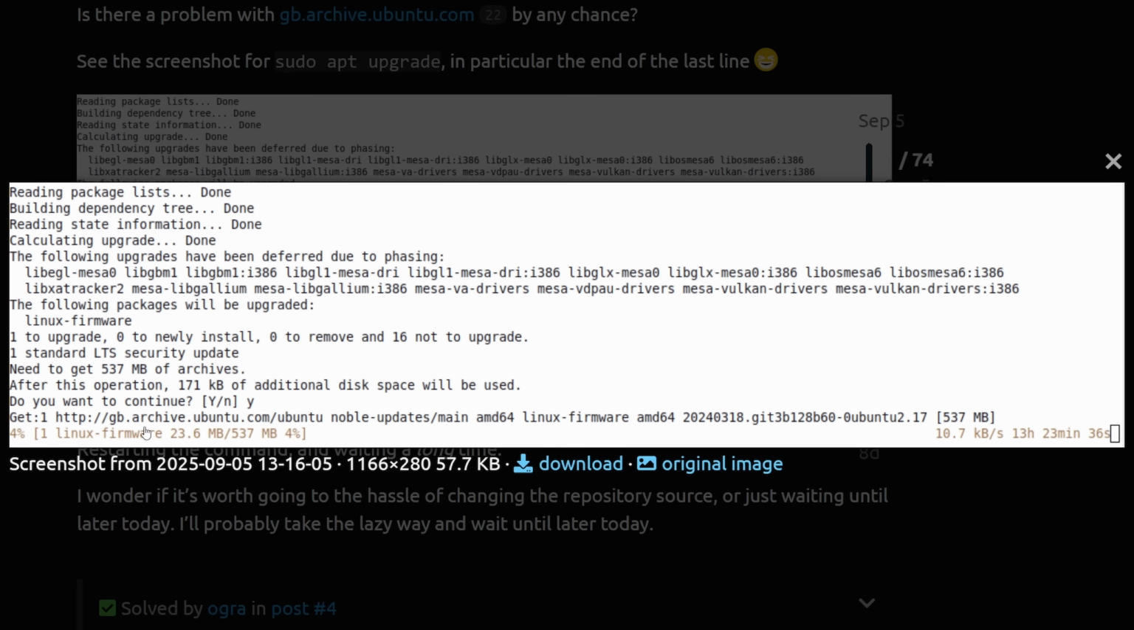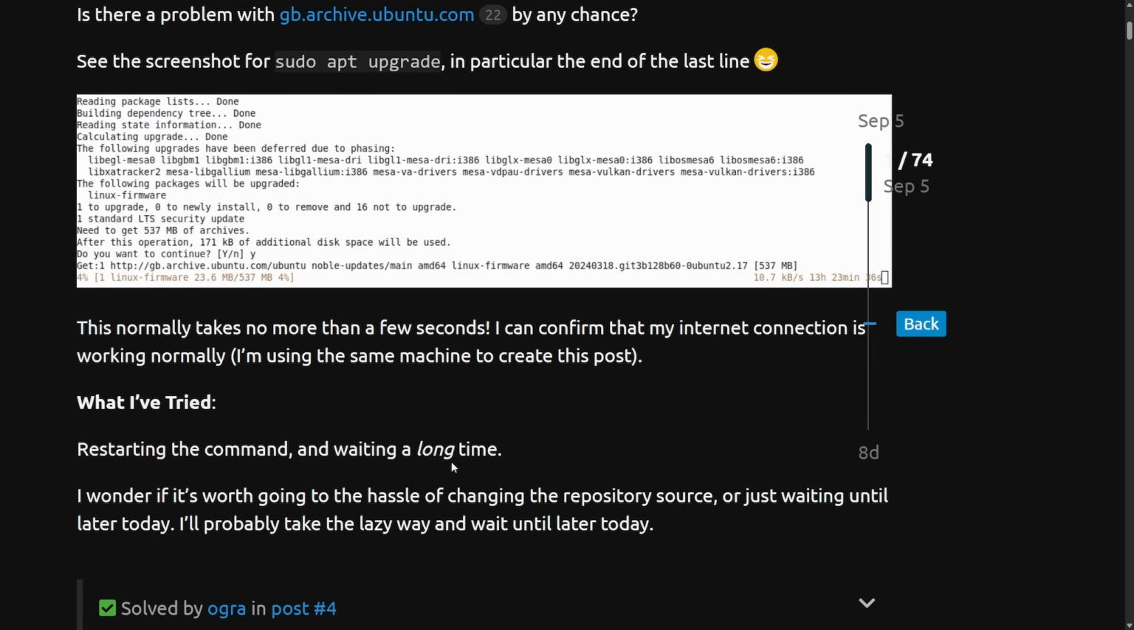And we can see here in the picture that the user got stuck on the gb.archive.ubuntu. Anyways, this normally takes no more than a few seconds. I can confirm that my internet connection is working normally. I'm using the same machine to create this post. And what they've tried is restarting the command and waiting for a long time.